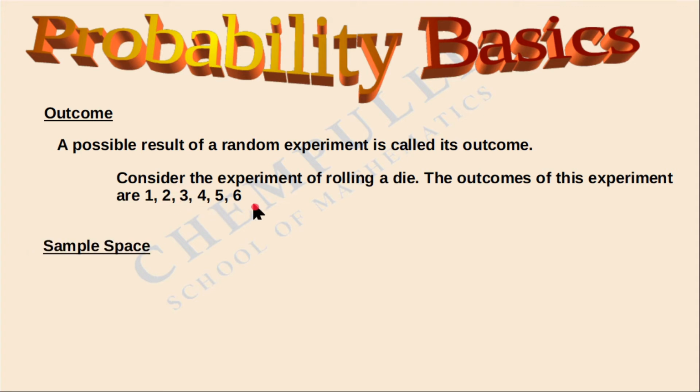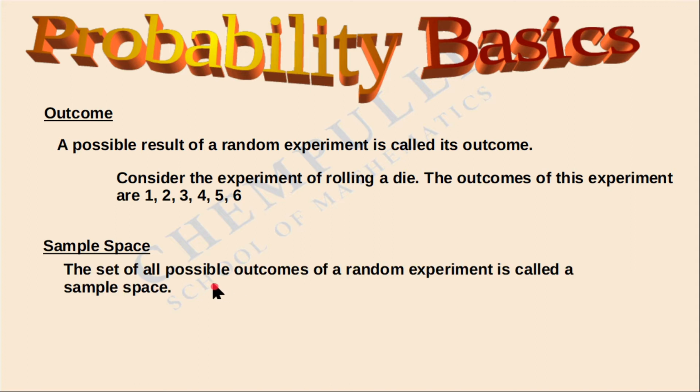The next one, sample space. The set of all possible outcomes of a random experiment is called a sample space. Now you can check this part. Here we know the outcomes of this experiment: 1, 2, 3, 4, 5, 6. If we write these outcomes in one set, then that set is called the sample space. That is the set of all possible outcomes of a random experiment.